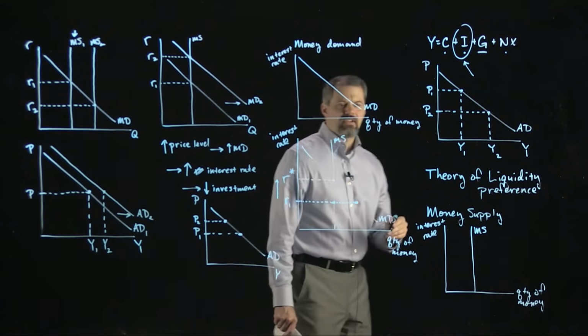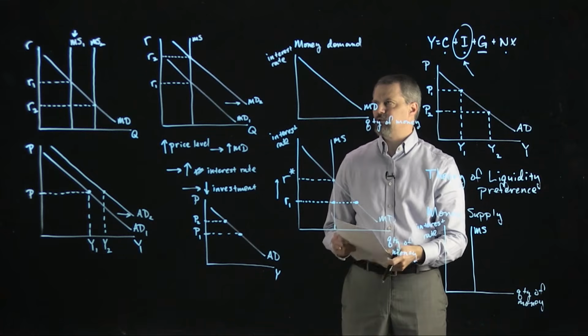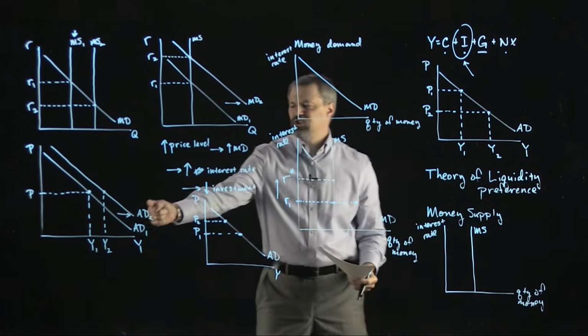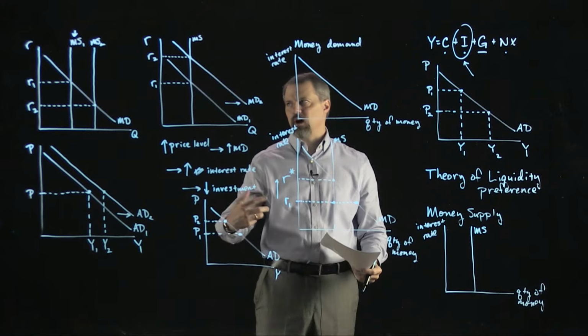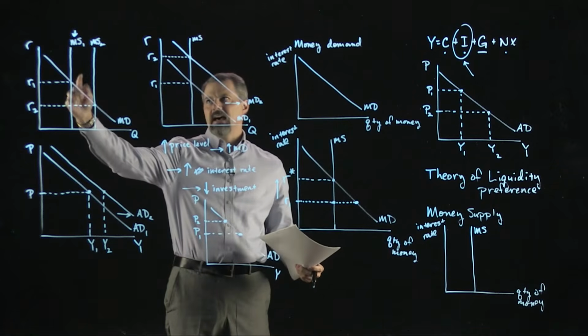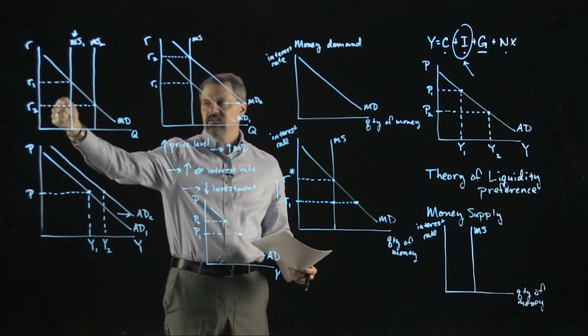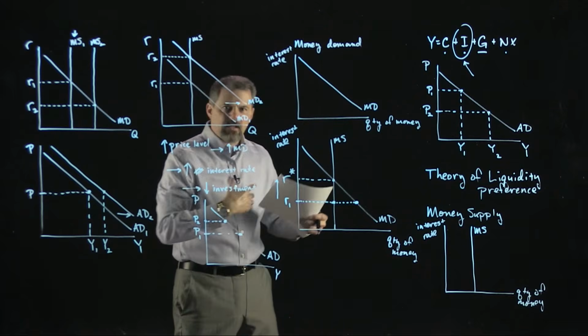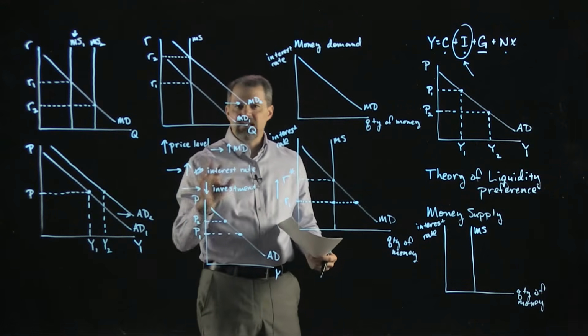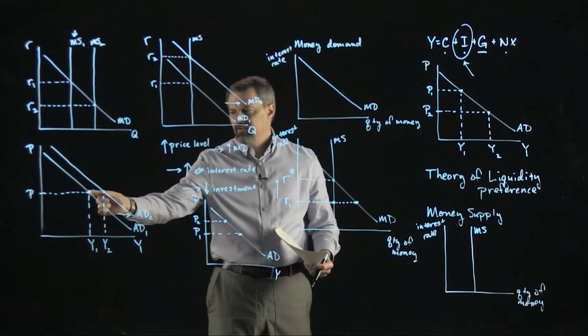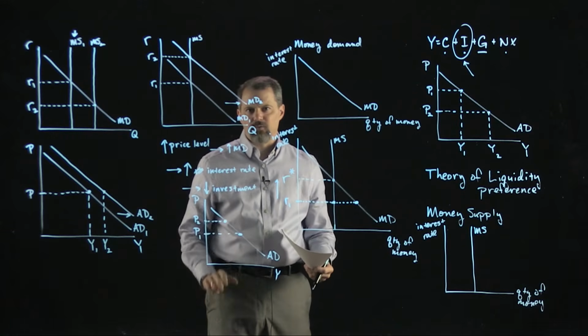So an increase in the money supply, the Fed increasing the money supply, shifts the aggregate demand curve to the right because that increase in the money supply drives down the interest rate, it stimulates investment, and that means at every price level there's more investment than there was before.